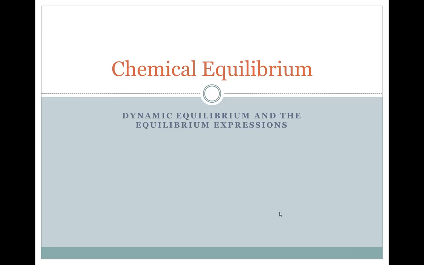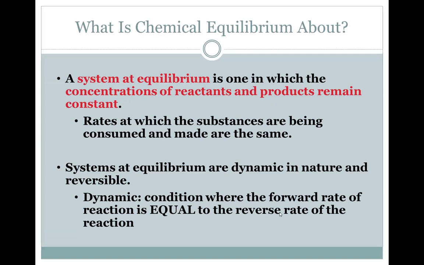In this tutorial, we will be discussing dynamic equilibrium and the equilibrium expressions. A system at equilibrium is one in which the concentration of reactants and products remain constant. The rates at which the substances are being consumed and made are the same. That doesn't mean the concentrations are the same. It means that the rate in which it happens is the same.